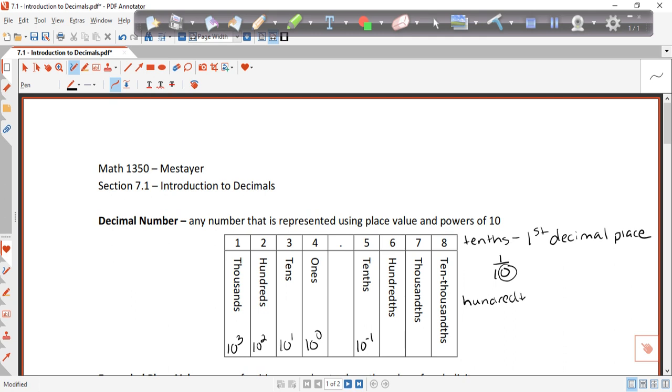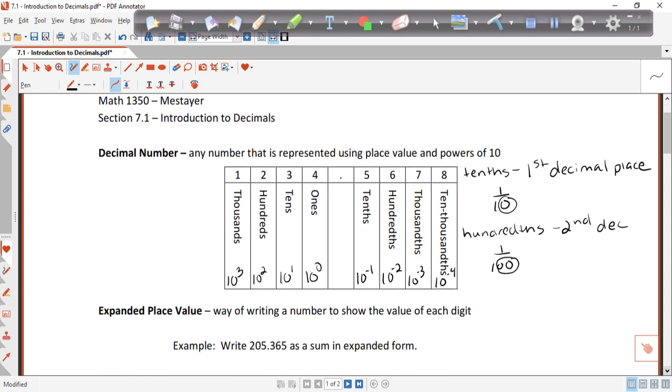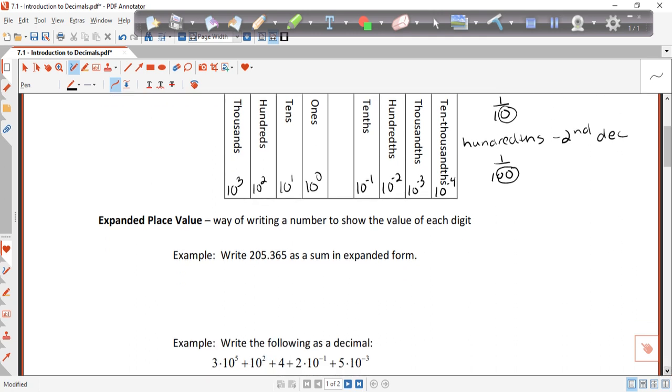Hundredths is the second decimal place. 1 over 100. 100 has 2 zeros. It's in the second place. It's going to be 10 to the negative 2. And hopefully you start to see a pattern. Next will be 10 to the negative 3, and then 10 to the negative 4. And if we kept going out, we'd have 10 to the negative 5th, 10 to the negative 6th, and so on. So expanded place value was a way of writing numbers to show the value of each digit.